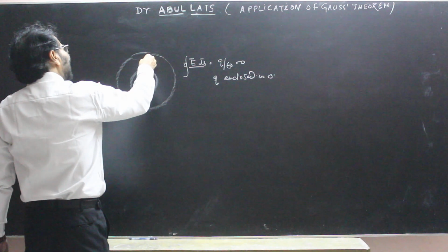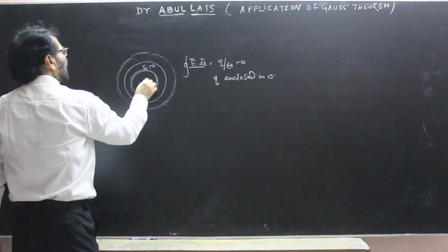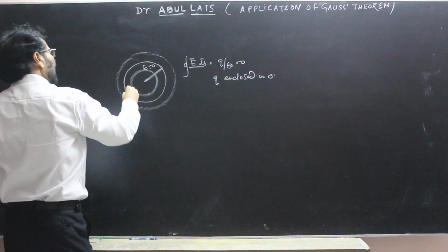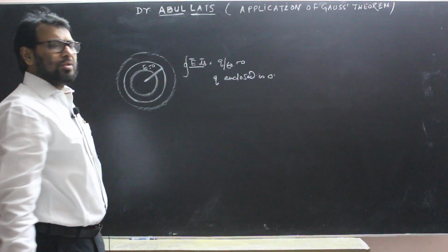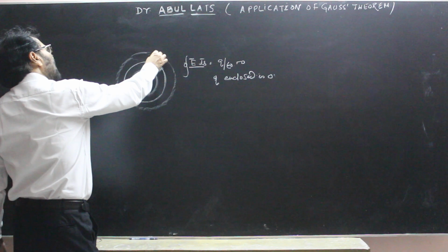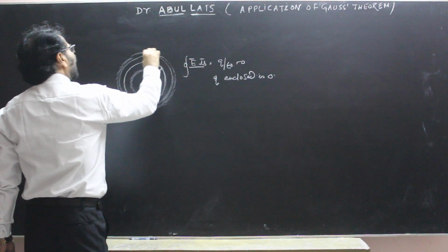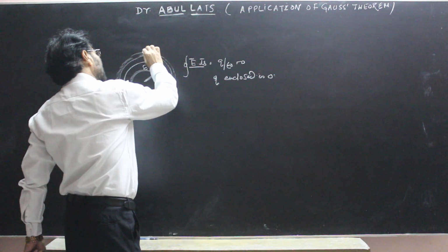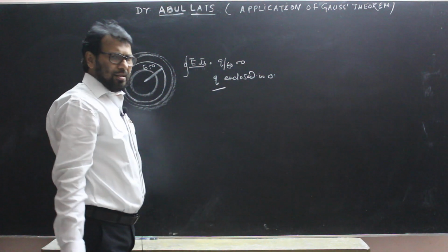Now we take another Gaussian surface of larger radius, a sphere of larger radius. Here also the value of electric field is 0. So E dot ds is 0, charge enclosed is 0. As long as your Gaussian surface lies inside the conductor, the value of electric field is always 0, E dot ds is 0, so charge enclosed is 0.